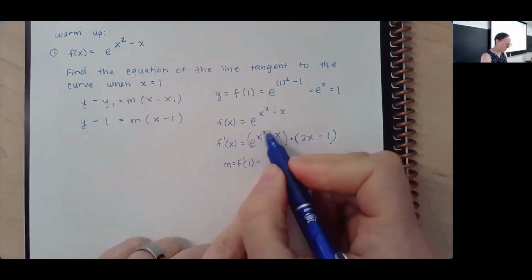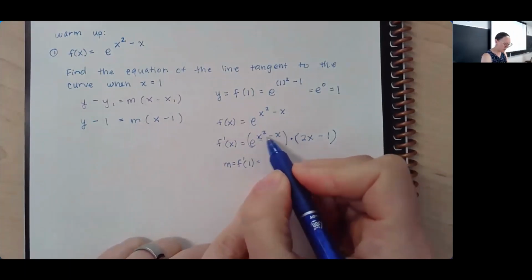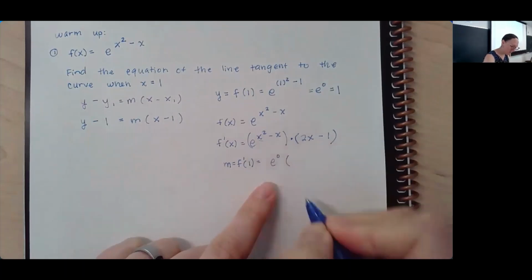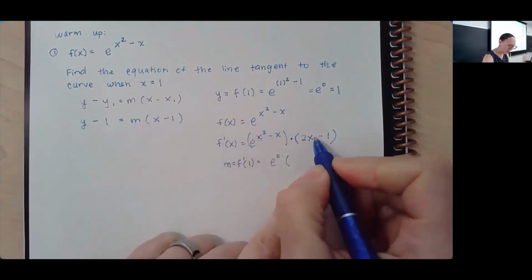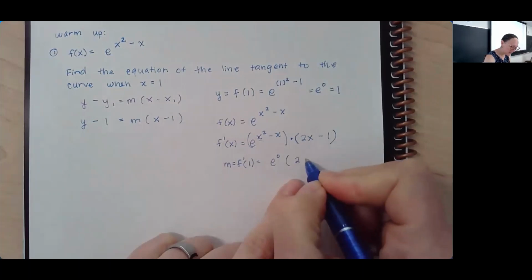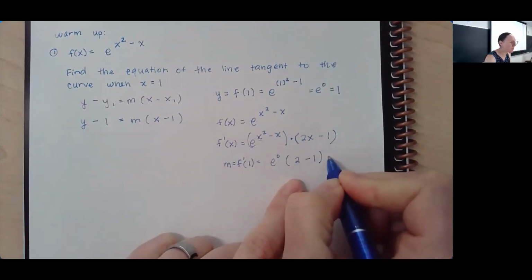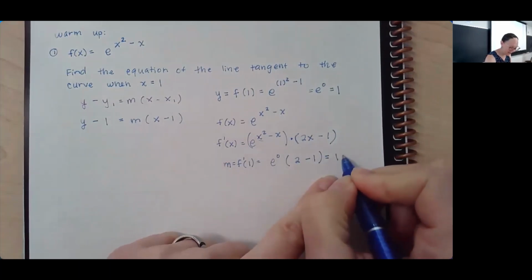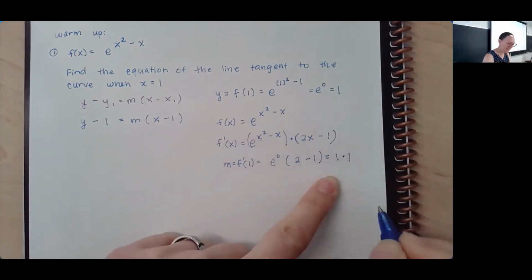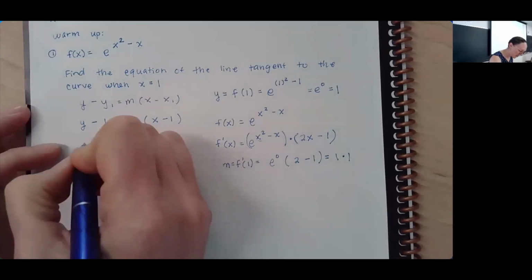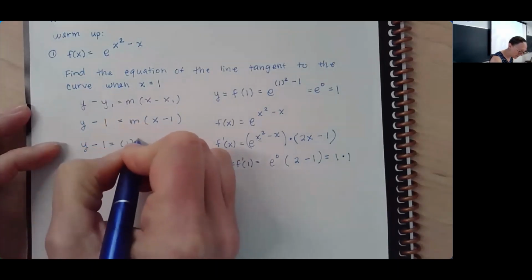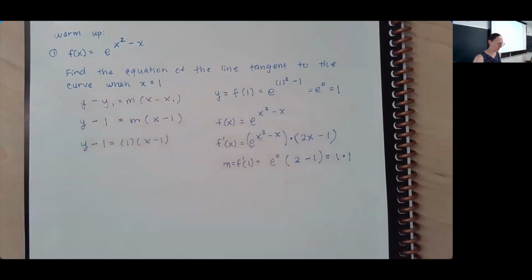We already know that when we plug in 1 here, 1 squared minus 1 gave us 0. So I'd have e to the 0. 2 times 1, that'll be 2, and minus 1. What do you know? I gave us really nice numbers for the whole problem. That's looking like 1 times 1. So my slope is just 1. So my equation here: y minus 1 equals 1 times x minus 1.